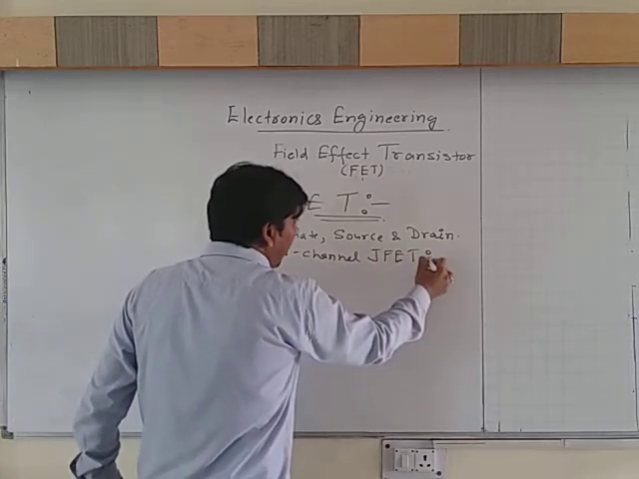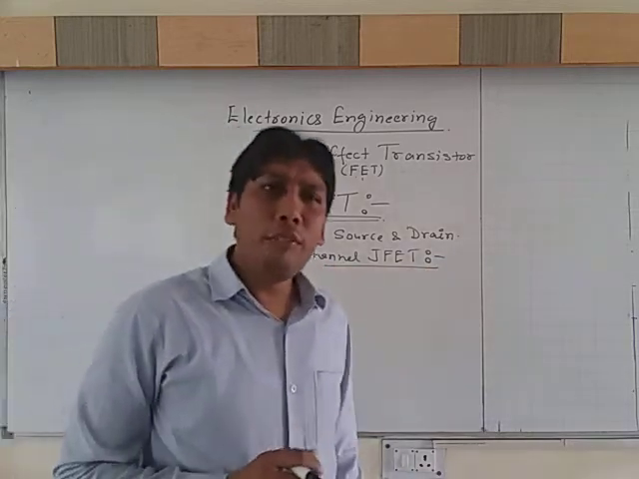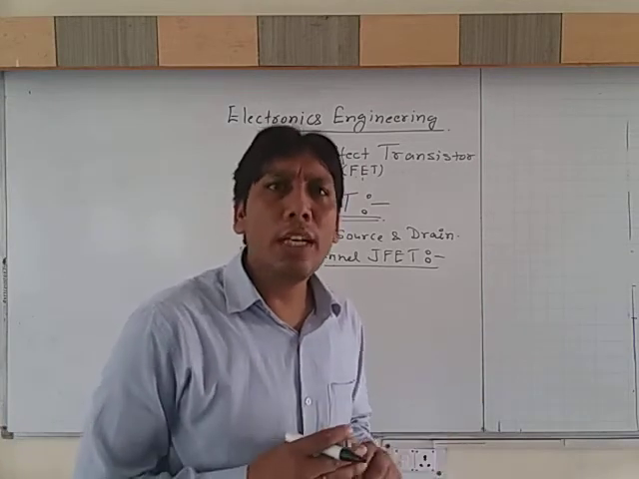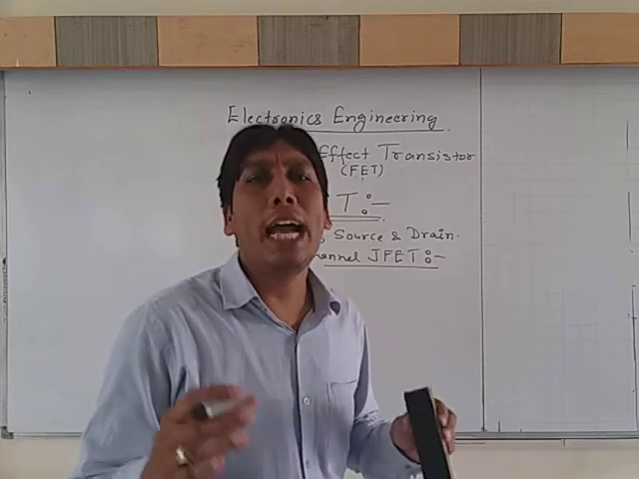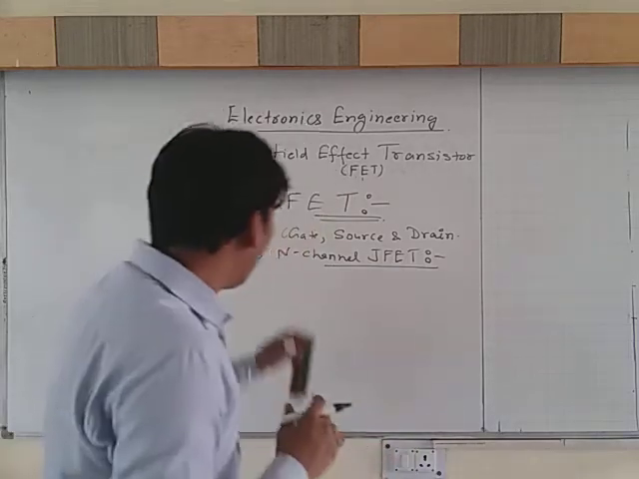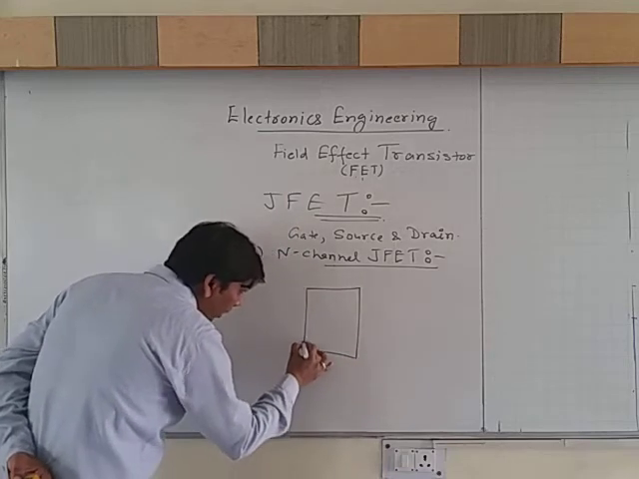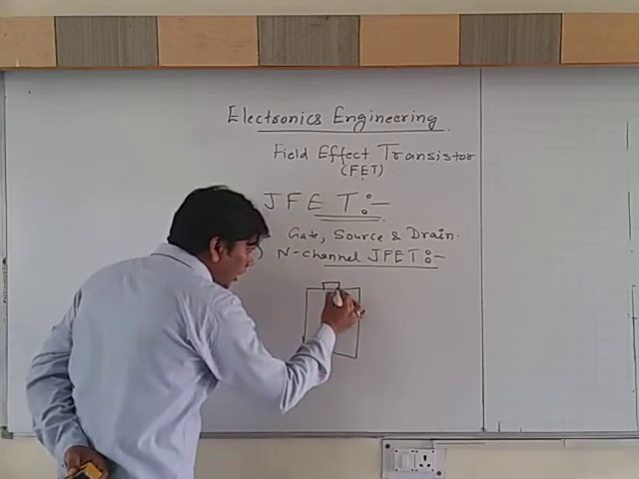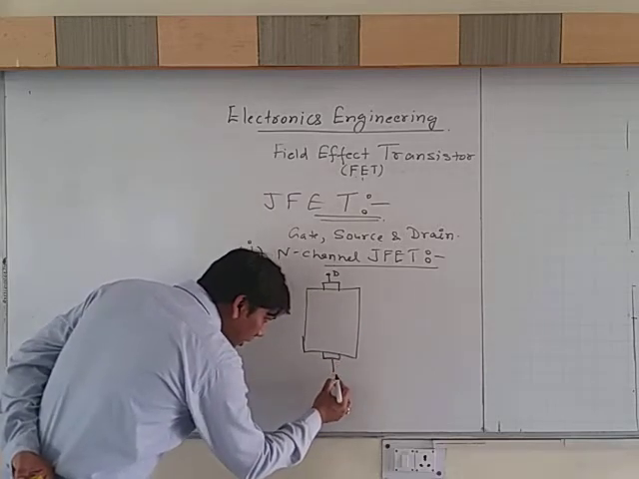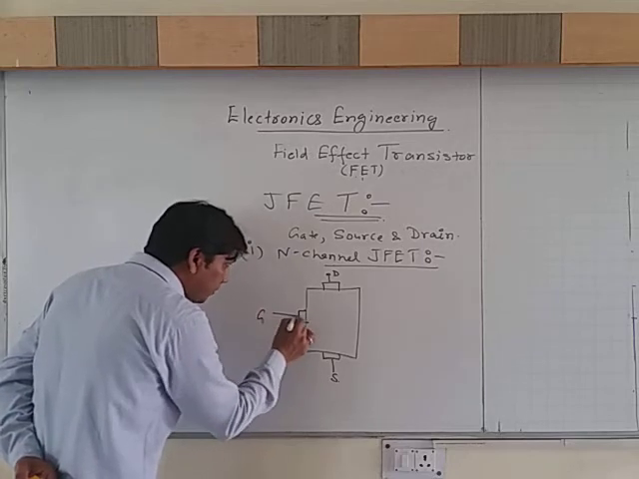JFET. N channel JFET is that type of JFET in which the space in between the PN junctions is of N type semiconductor material. That is, it is made of N type semiconductor. The structure of a simple N channel JFET is like this. It has a terminal drain, the second one is source, and the third one is gate.